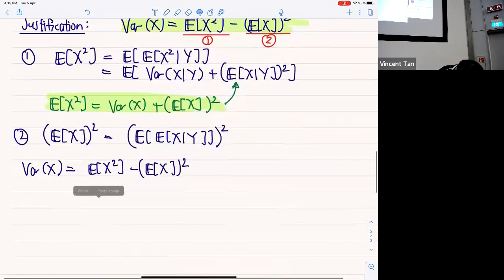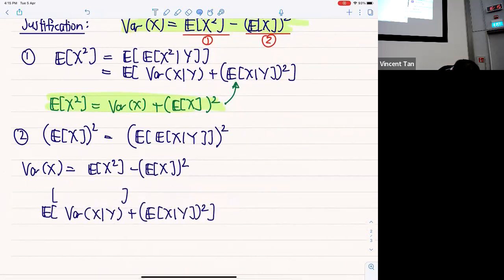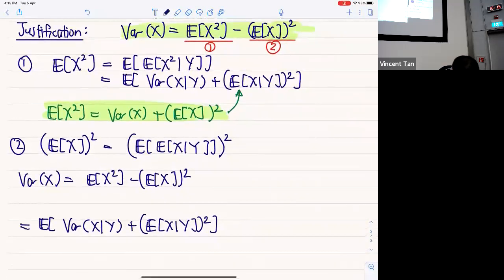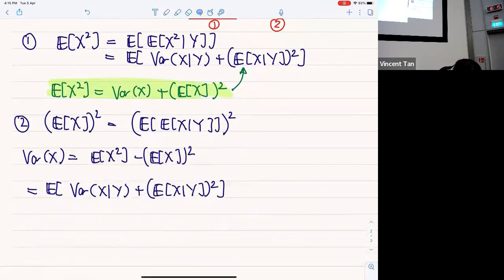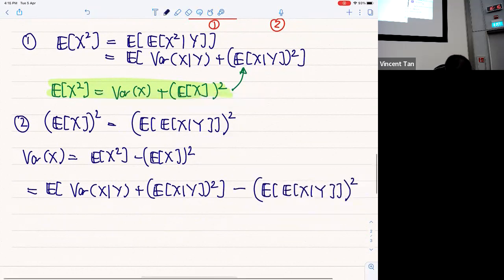Okay, so we're going to put this here. So this is the first part. This comes from the first part. This is the first part, part 1. And let me make this a little bit nicer. Okay, then we have the second part, which comes from this part here. Okay, so this is the justification. If you don't know the justification, it's okay.